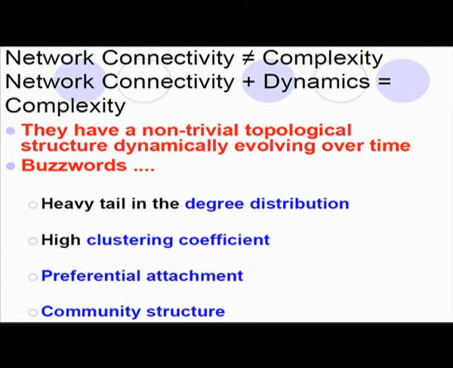Similarly, the other reason we model complex systems as networks is dynamicity, that is, these systems are not static, they change over time.